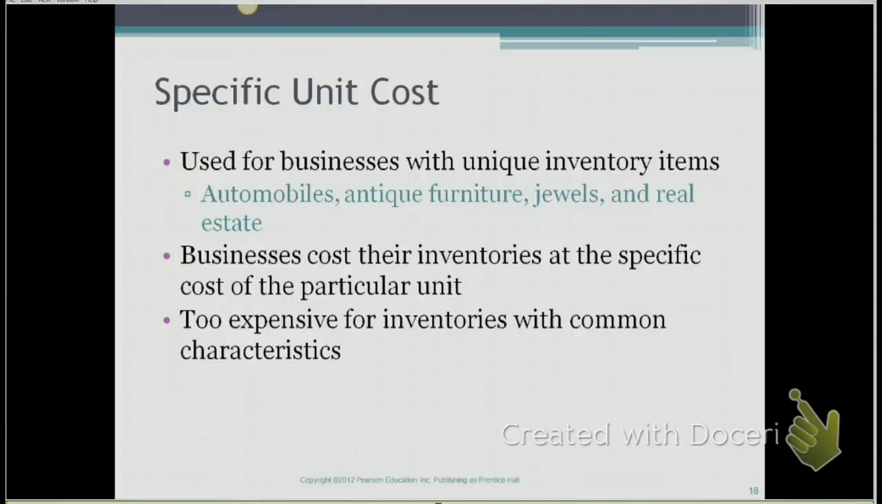Under specific unit cost, businesses cost their inventories at the price of the particular unit. So each unit of inventory will have a different cost. This is typically too expensive for inventories with common characteristics, like if you were pricing textbooks or if you were pricing cereal, specific unit cost is too expensive. So companies use different methods to value those inventory. But let's take an example of a jeweler.